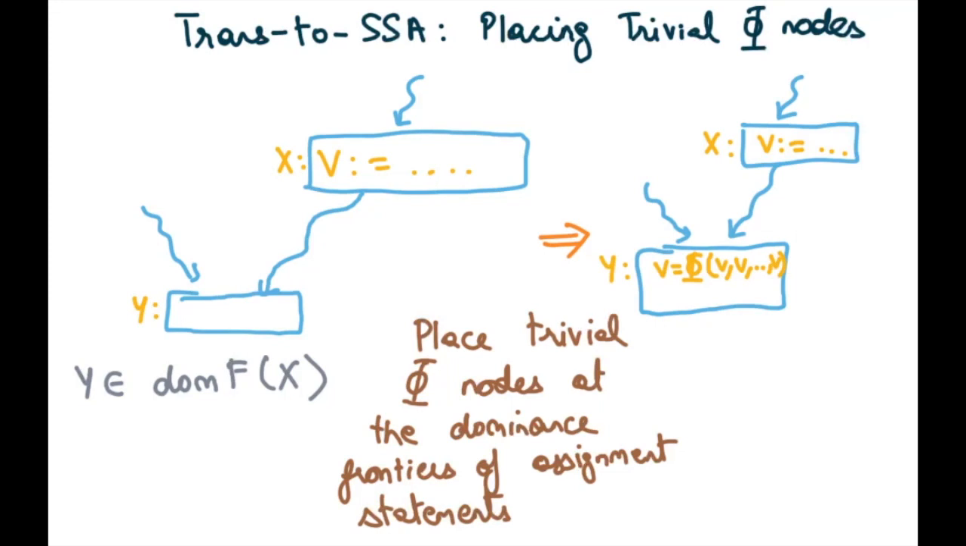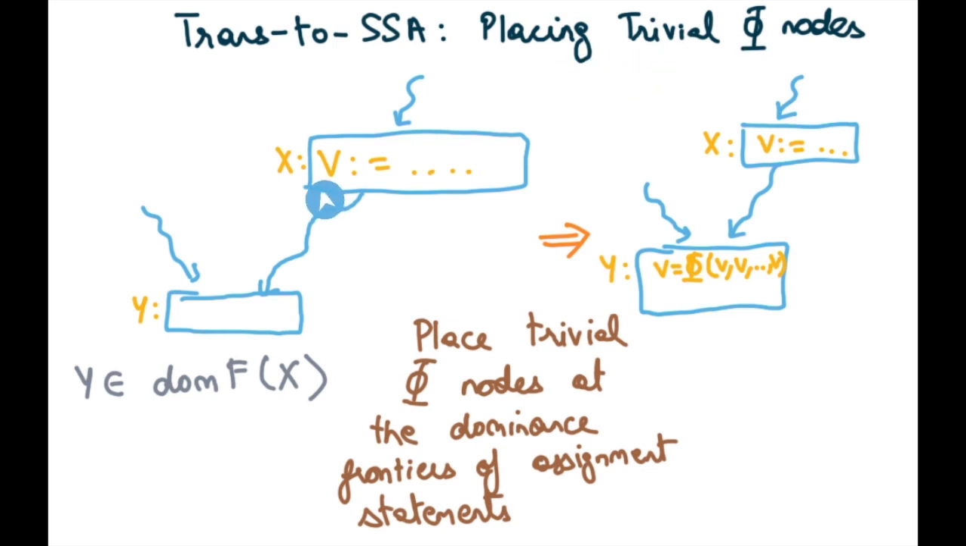So we've been talking about the translation of a program to its SSA form, and the first step in this translation was the computation of dominance frontiers. The second step, which I'm going to discuss in this module, is the placement of trivial phi nodes.